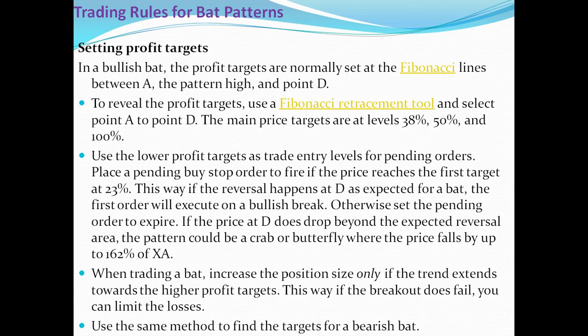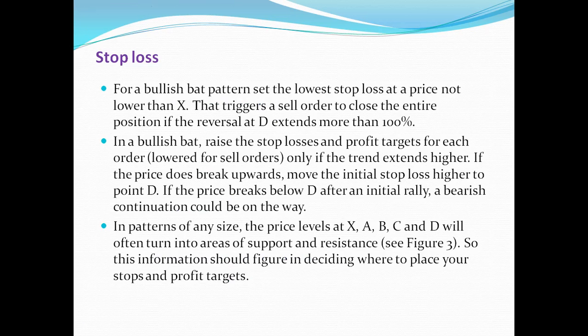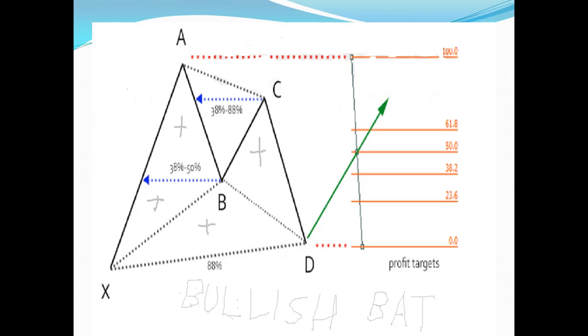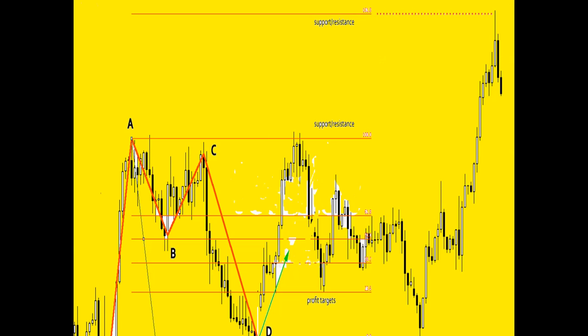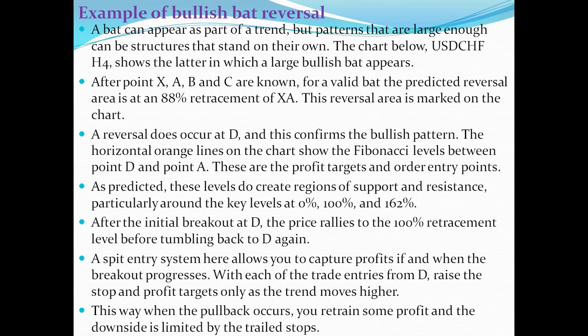I will again repeat the Fibonacci levels: 38%, 50% and 100%. So you see you have to book 38, then 50 and then 100%. Example of a bullish bat reversal. You see this is an example of a bullish bat reversal and this has been drawn. So you see it is going in an uptrend and you can use this. I have shown you so many patterns, so you just have to see the difference in configuration. A bat can appear as part of a trend, but patterns that are large enough can be structured this way.